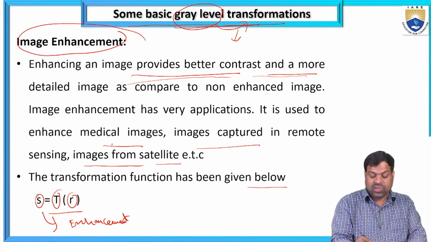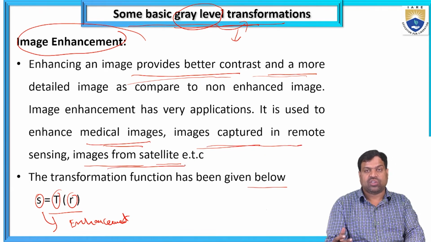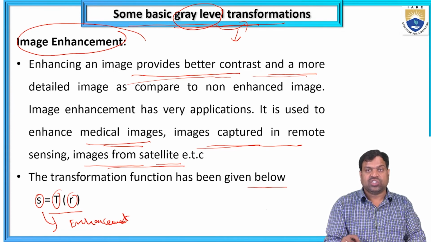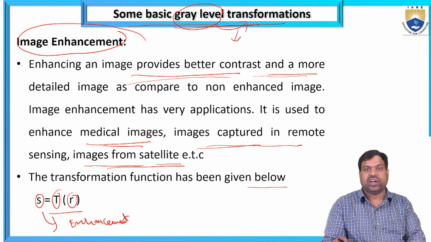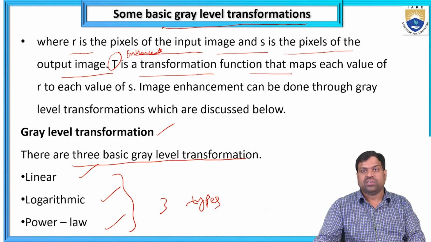The inputs of the medical images, the captured images and the satellite images are non-enhanced images. For identification, these non-enhanced images are converted into enhanced images. So what is the formula? S equals T of R, where R is the input pixel and S is the output pixel. Capital T is the transformation function. The image enhancement can be done through the gray level transformation we are discussing.